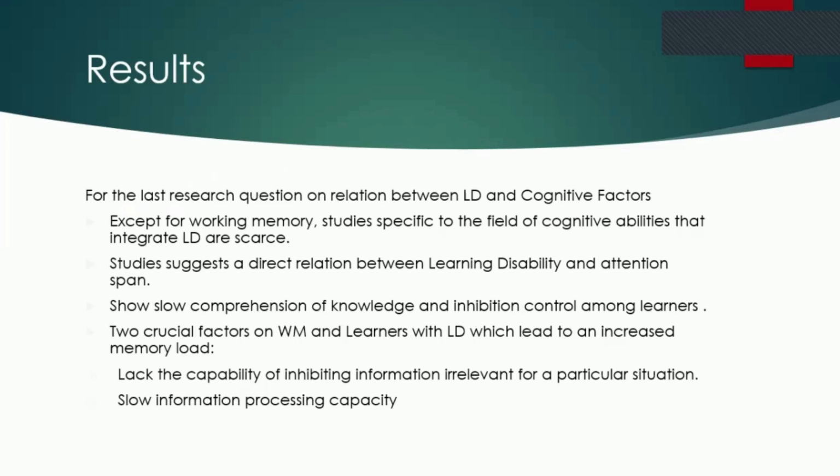The works I analyzed showed that the learners diagnosed with learning disability had two crucial factors linked to working memory, which led to an increased memory load. These two factors were that these learners lacked the capability of inhibiting information irrelevant for a particular situation, and they also had slow information processing capacity. These results do indicate multiple cognitive indicators involved in the case of learning disability rather than just one.